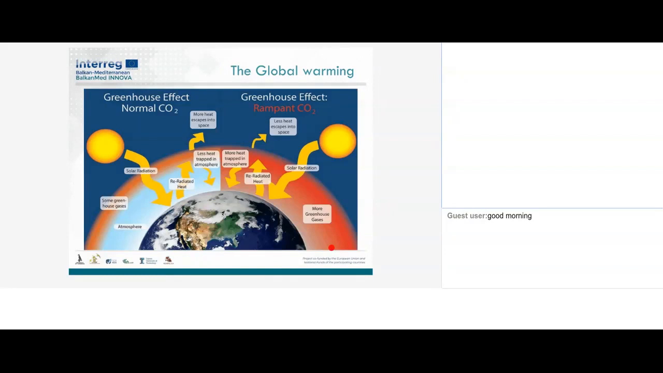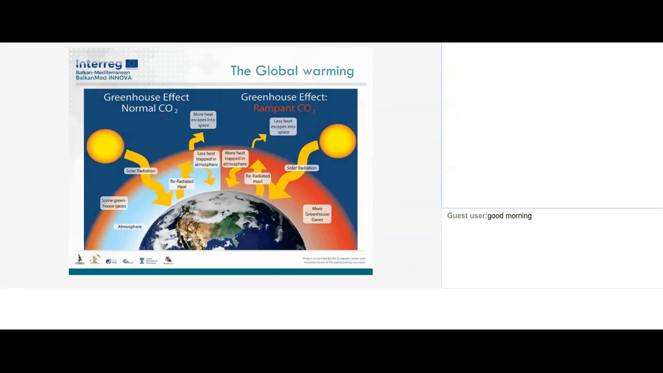Let's see this phenomenon in more detail. You remember what I said before about the Earth's energy budget. Actually, in simple words, what gets in, gets out. So it's an equilibrium. So what would happen if the Earth system changes and some imbalance occurs in its energy budget? Take a look at this graph. On the left side, here, greenhouse effect with normal CO2 concentrations.